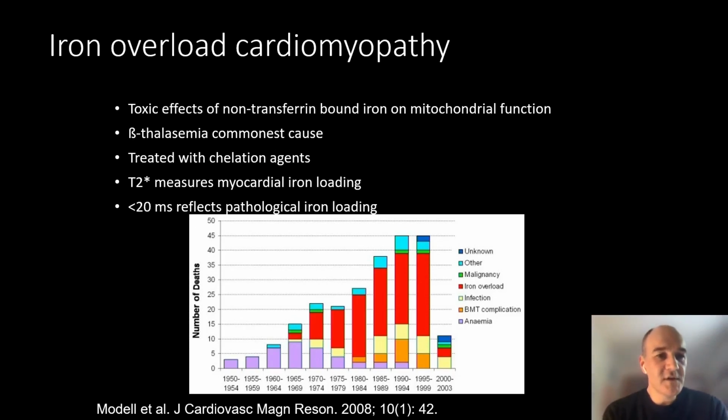The next condition I want to talk about is iron overload cardiomyopathy. This was one of the real success stories of early cardiac MRI, to see how it impacted not only on the investigation but also on the prognosis of patients.